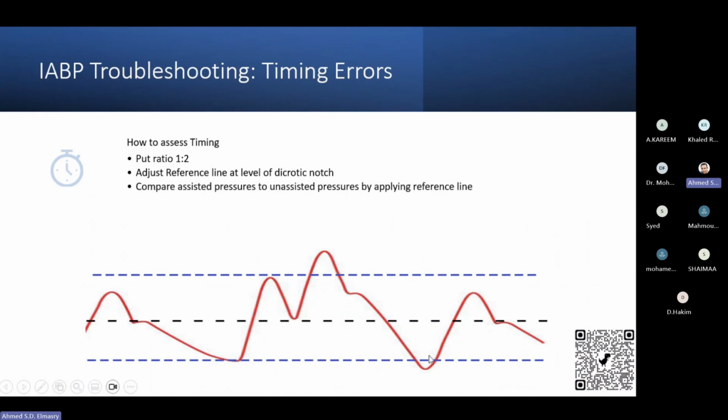And the third reference line at the level of the unassisted end diastolic pressure, and normally you will have the assisted end diastolic pressure lower than the level of the unassisted end diastolic pressure. So this is how to assess the timing errors. Put the balloon into 1:2 ratio, apply the reference line, check the level of the dicrotic notch, compare it to the inflation point, and compare the assisted pressures to the unassisted pressures.